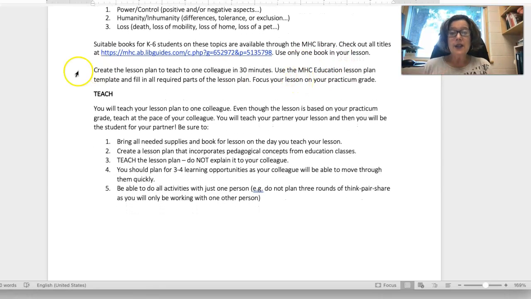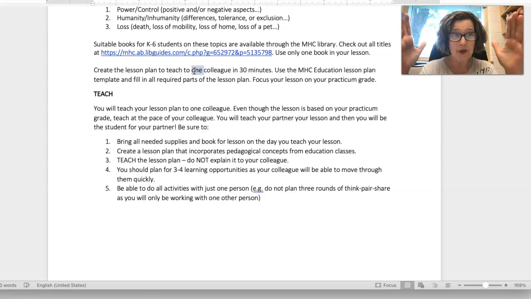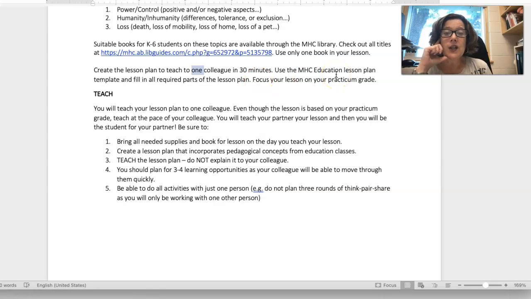Then you're going to create the lesson plan to teach to one colleague. You're just working one-on-one with one colleague in 30 minutes. You must fill that time. You must fill 30 minutes, but you don't have more than 30 minutes because that's the reality of teaching, right? Use the MHC Education Lesson Plan template, which I'll show you, and fill in all required parts of the lesson plan. Focus your lesson on your practicum grade.